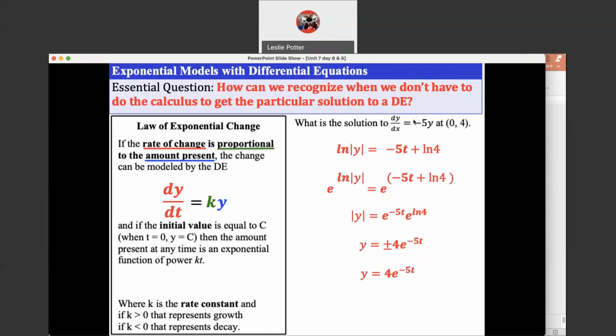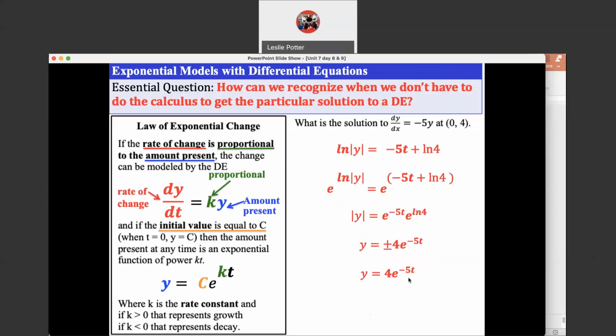So look at this power. Remember, k is the proportionality constant, it's -5. So the power is -5 times t for this example. So we can say that in general terms, if we have a rate of change that is proportional to the amount present, and we have an initial value equal to c, that the amount present at any time, y, is equal to the initial value times the exponential, e to the kt. So this is our solution.